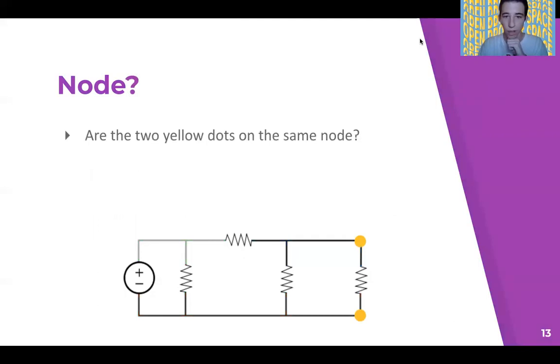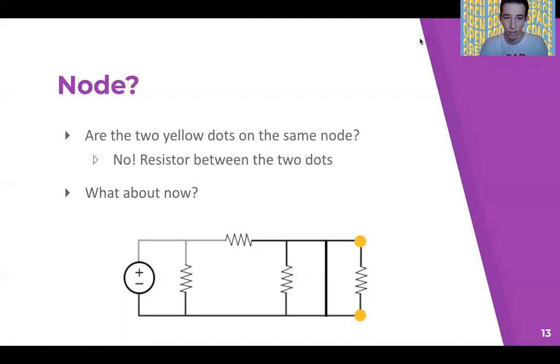All right, first question, are these 2 yellow dots on the same node? All right, everyone's saying no because there's a resistor between them, which creates a change in voltage. All right, what about now? Yeah, so this one's a little bit trickier, but yes. Since it's connected by a wire, they will be the same node.